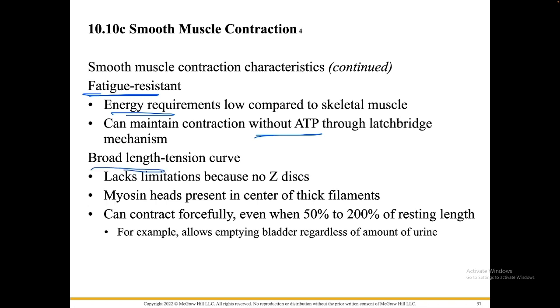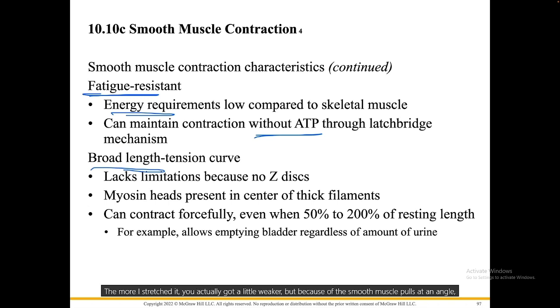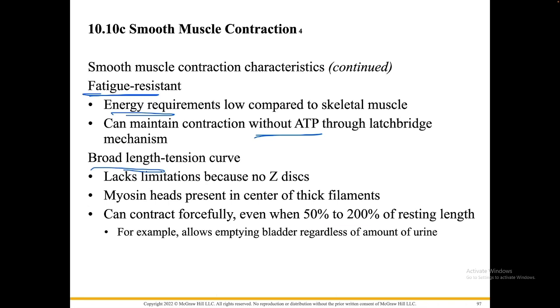Smooth muscle also does not have as much of a length-tension relationship. Remember, with voluntary muscle, the more I stretched it, the weaker it actually got. But because smooth muscle pulls at an angle, it's able to work when it's stretched or when it's contracted. At 200%, you could double its length, or you could make it half as long as it's supposed to be, and it still can contract forcefully.